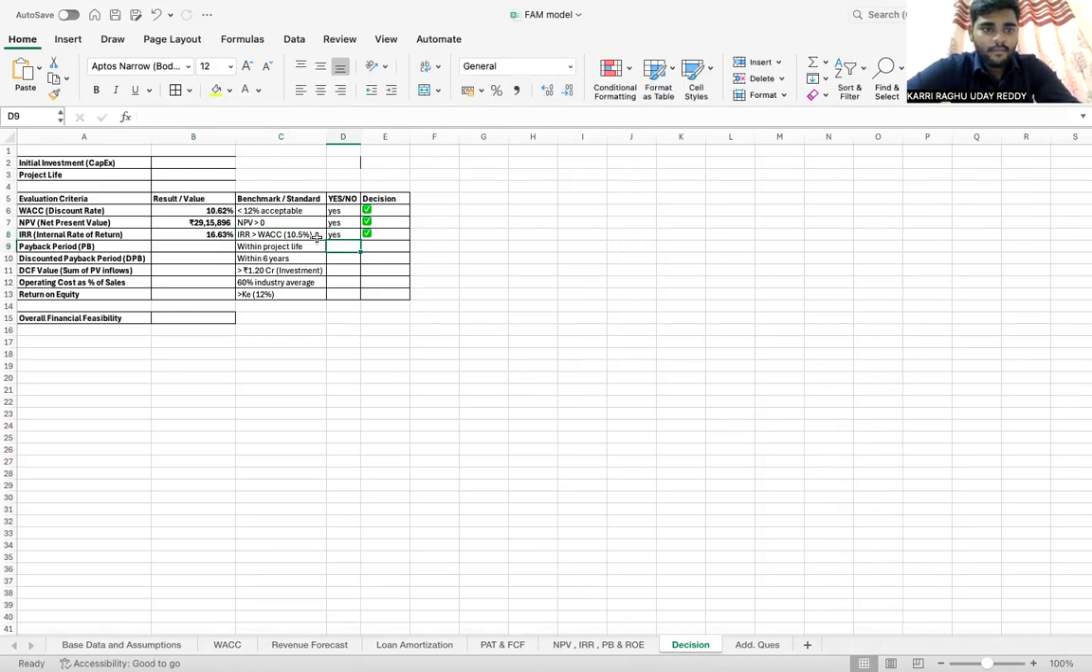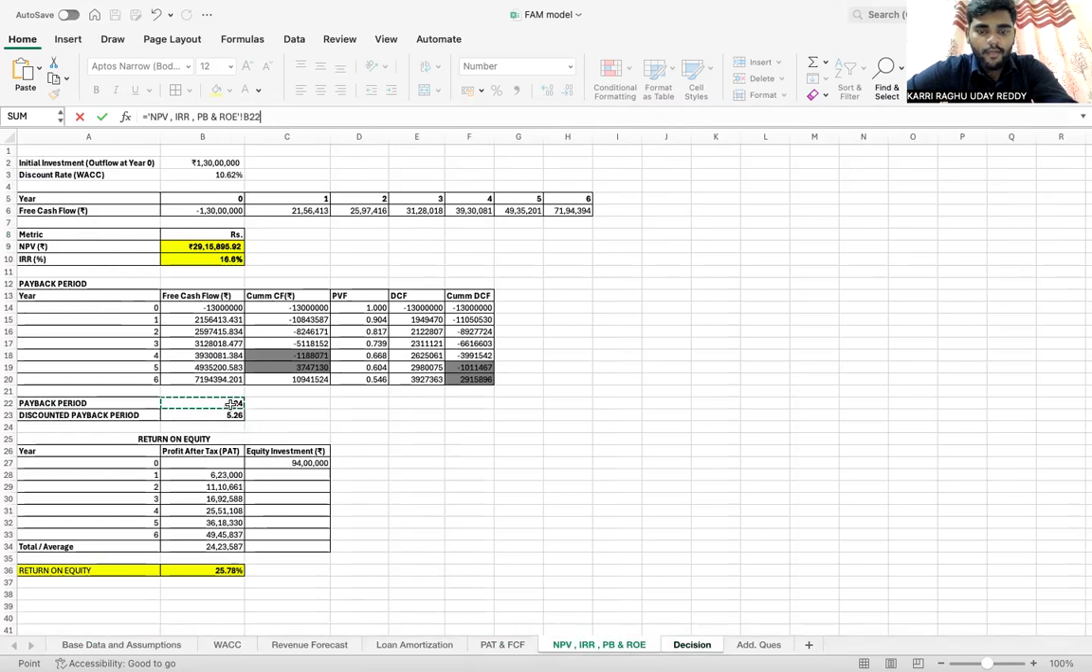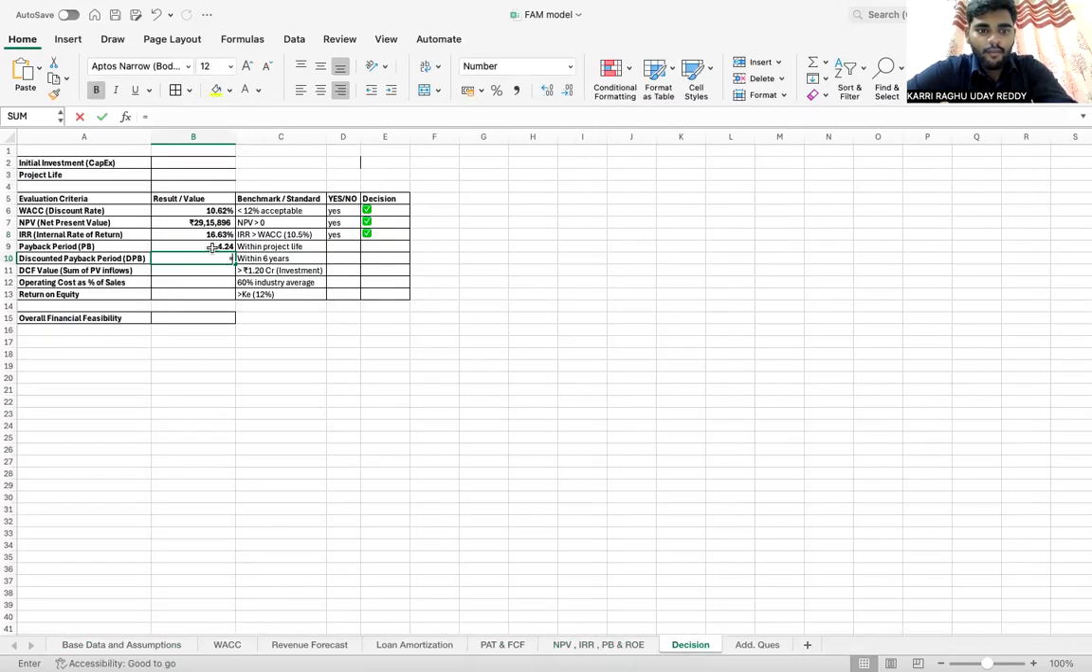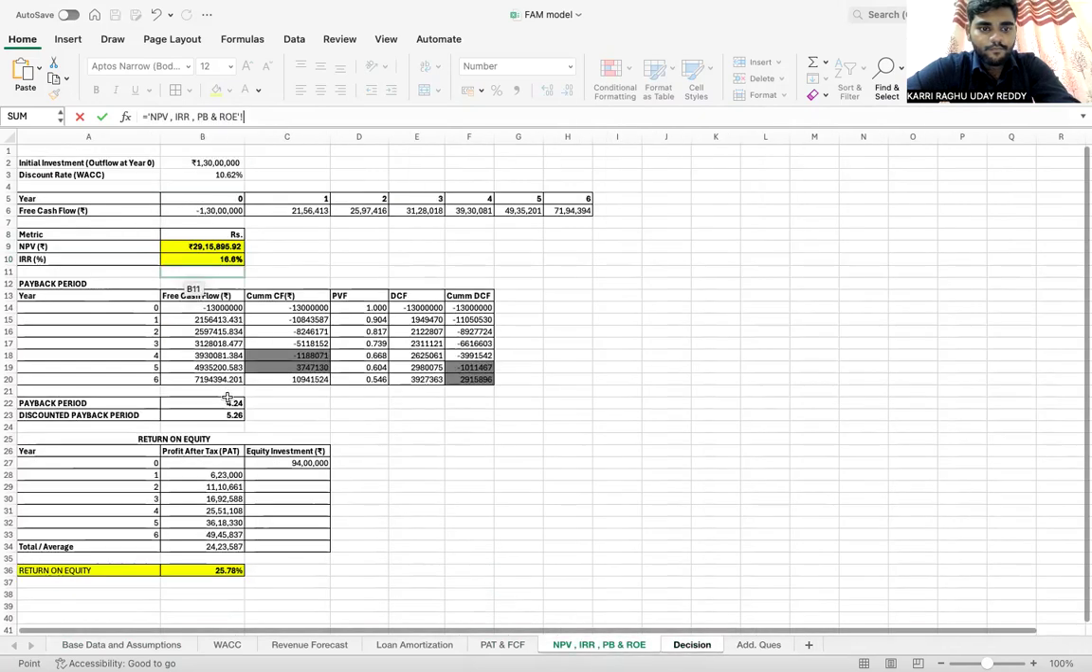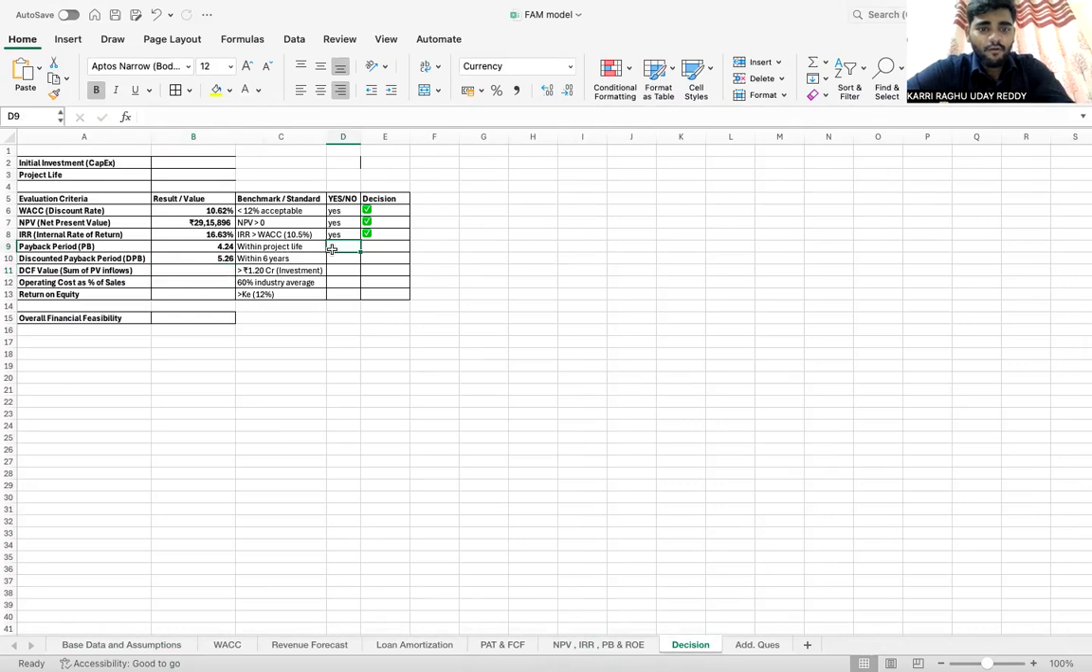It is good, yes. So payback period and discounted payback period are generally good if they are within the life of the project. Our life of project is 6 years. Now the payback period we are getting is 4.24, and discounted payback period we got 5.26. Both are within the project life, so these two can be accepted. Yes, and DCF value will be the sum of discounted cash flow values.